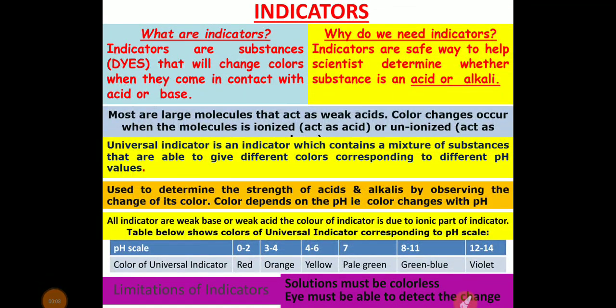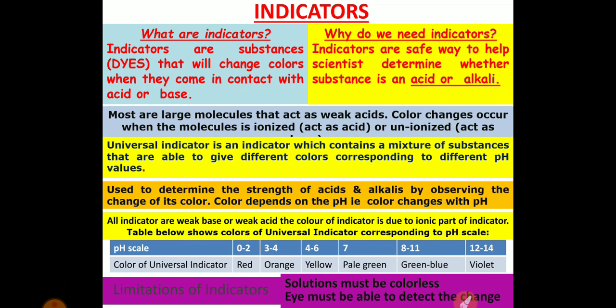Hello students. Today we'll study what an indicator is and get a detailed idea about it. First of all, indicators are nothing but chemicals that are used to check whether a given compound is acidic, basic, or neutral.